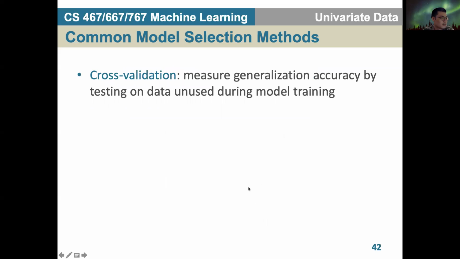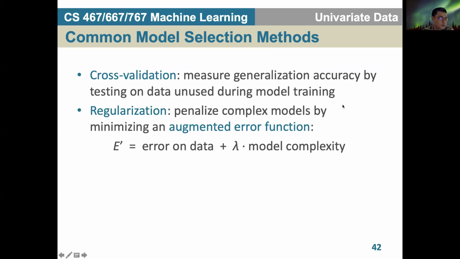So grid search CV means cross validation. Cross validation measures the generalization or accuracy by testing on data not used during model training. So you will hold out 20% for validation and use the other 80% for training.